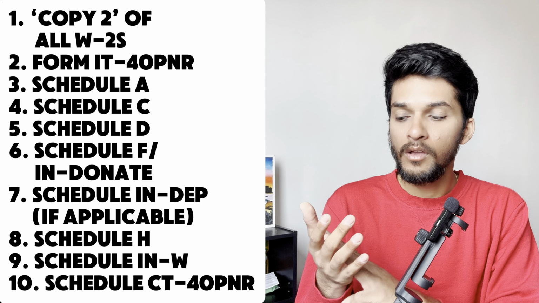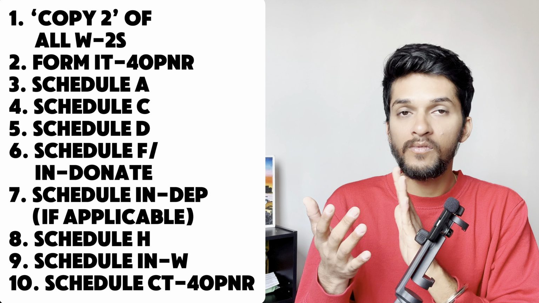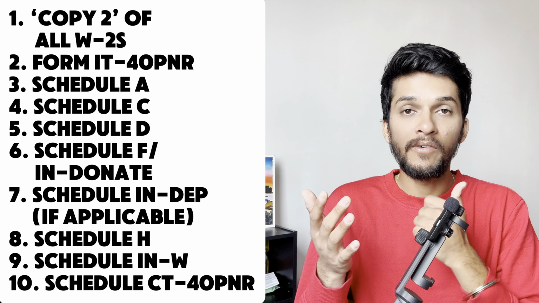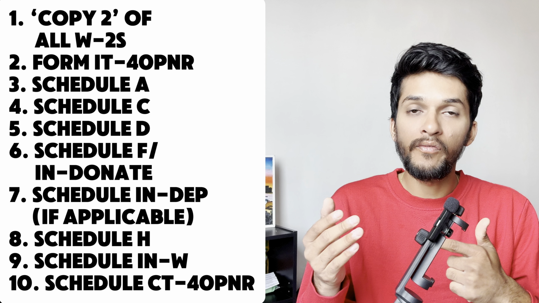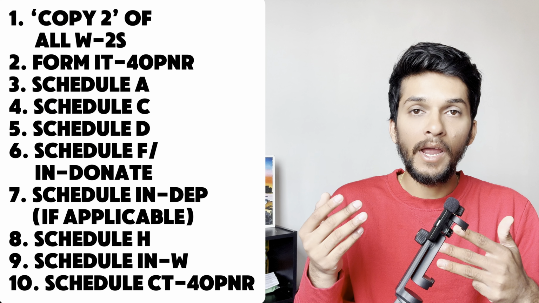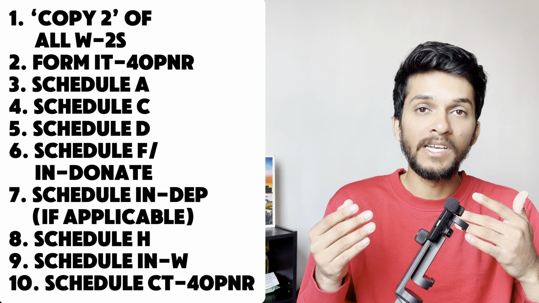Third is Schedule A. Fourth is Schedule C. Fifth is Schedule D. Sixth is Schedule F and Schedule IN-Donate. Seventh is Schedule IN-DEP only if you had any dependents. Eighth is Schedule H. Ninth is Schedule IN-W, and the last form is Schedule CT-40 PNR.